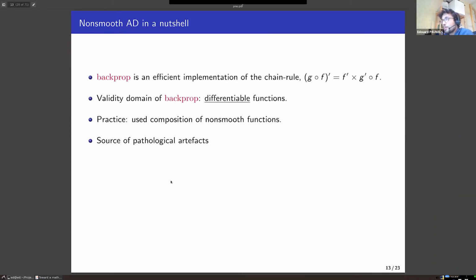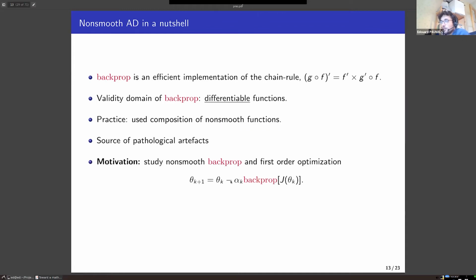So let's wrap up non-smooth algorithmic differentiation. Backpropagation, again, is an efficient implementation of the chain rule of differential calculus. And as such, its validity domain is the same as the validity domain of this chain rule, so it's restricted to differentiable functions. In practice, this is used a lot with non-smooth functions, and as we have seen, this is a source of pathological artifacts.